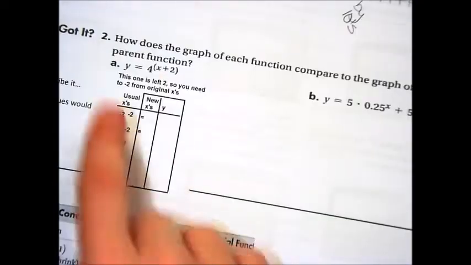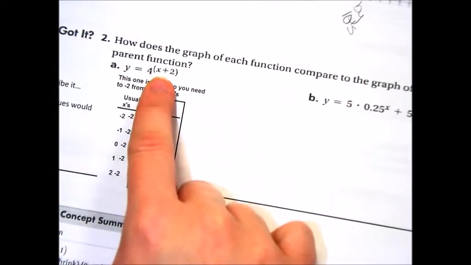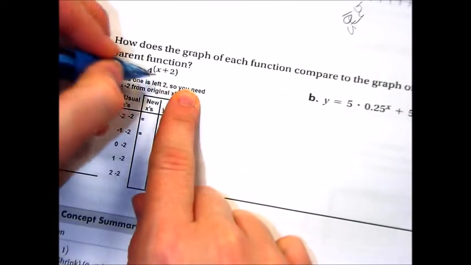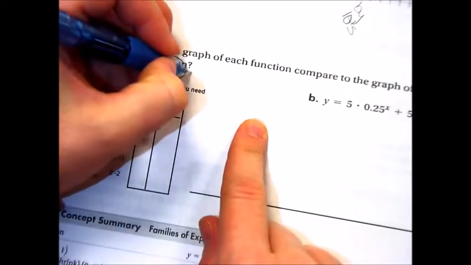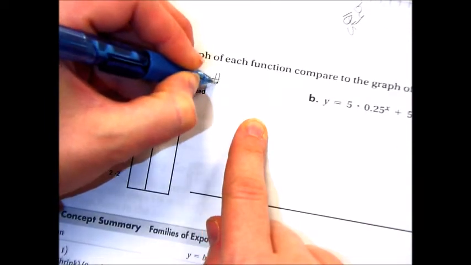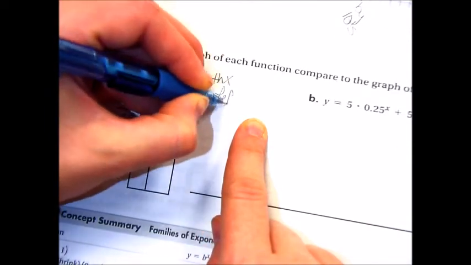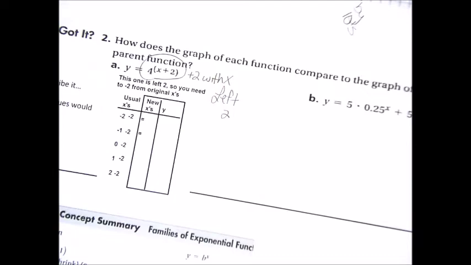On part 2, it says, how does the graph of each function compare to the parent function? So what we're going to do here is, because the +2 is with the x, I'm going to write +2 with the x. That moves it to the left 2 units, and that's all it does.